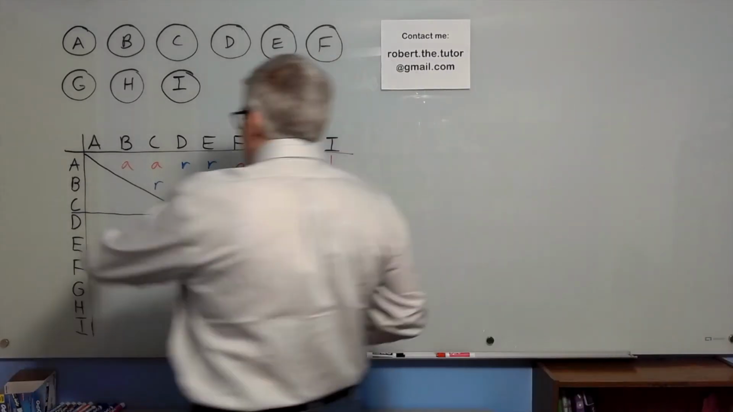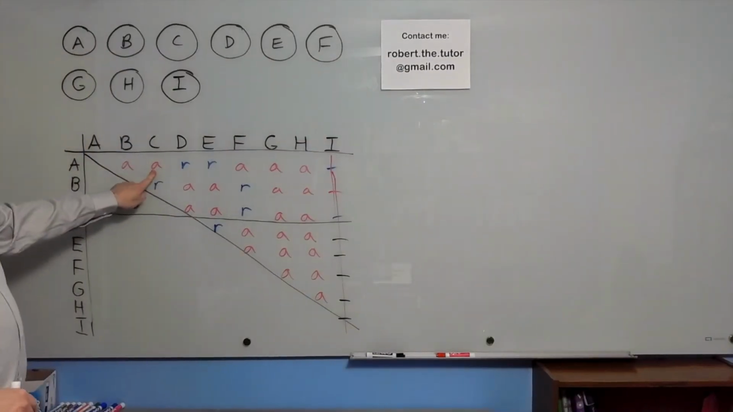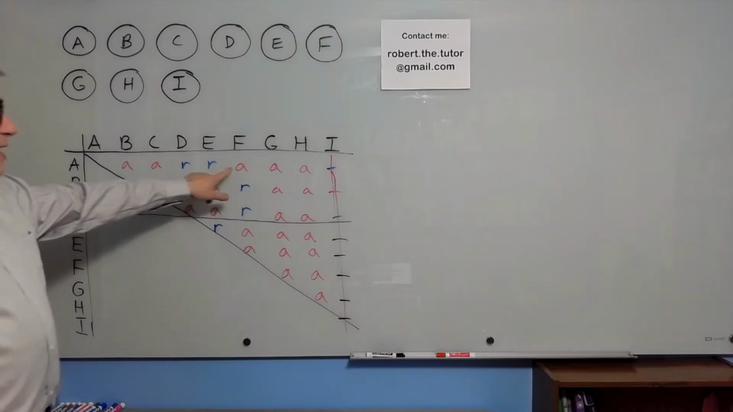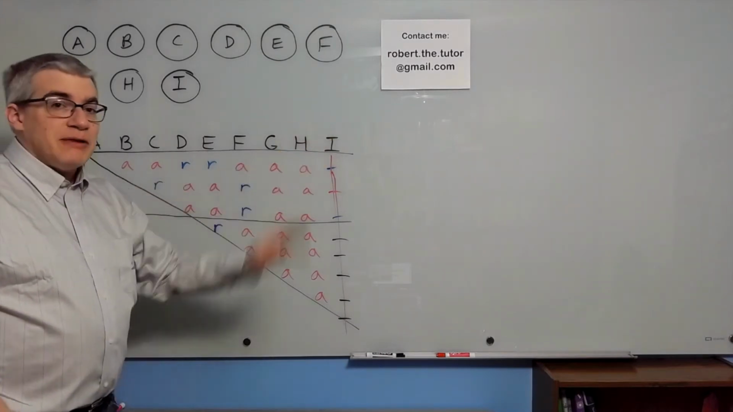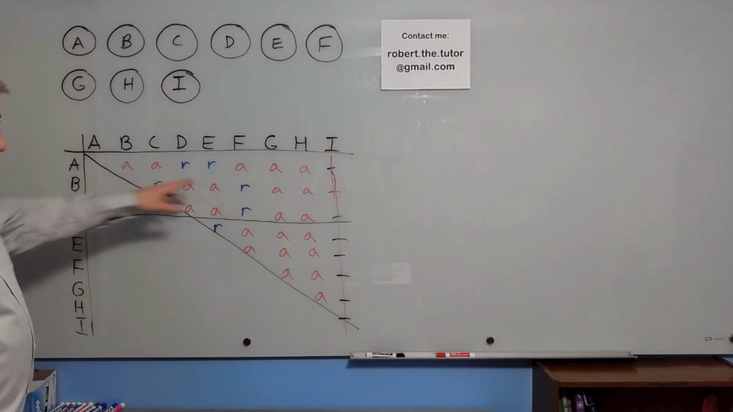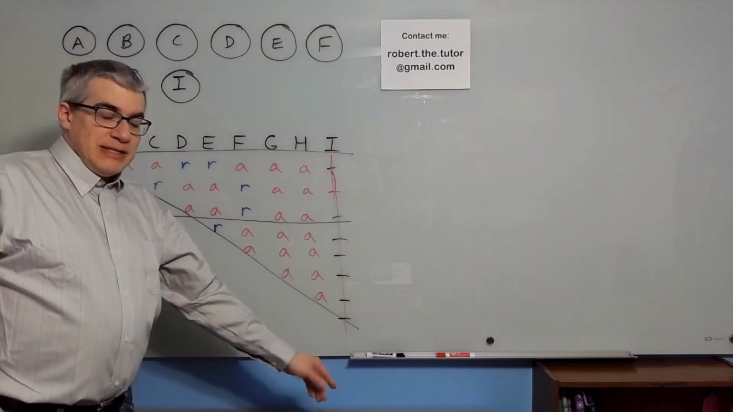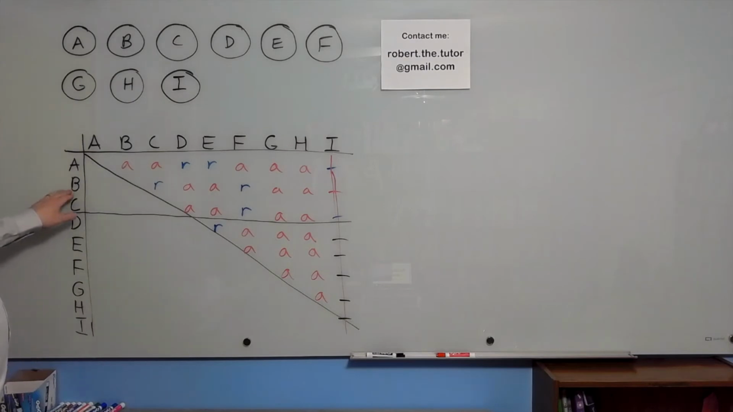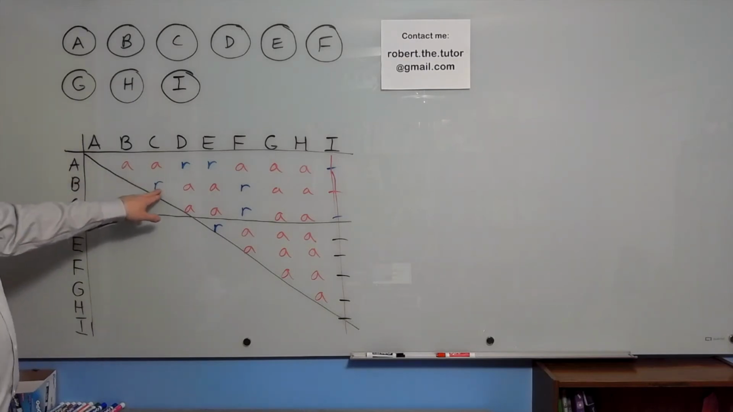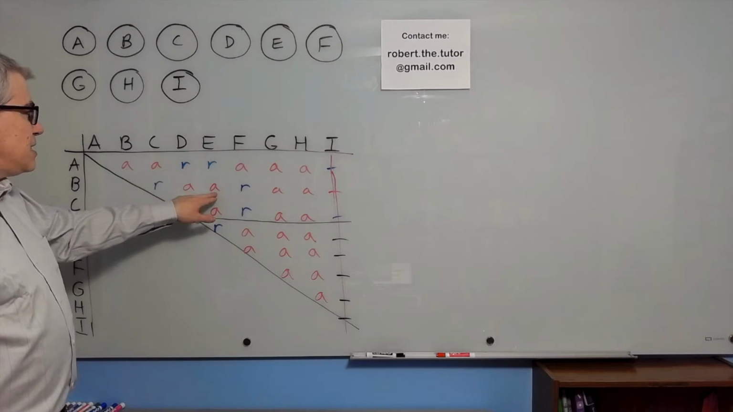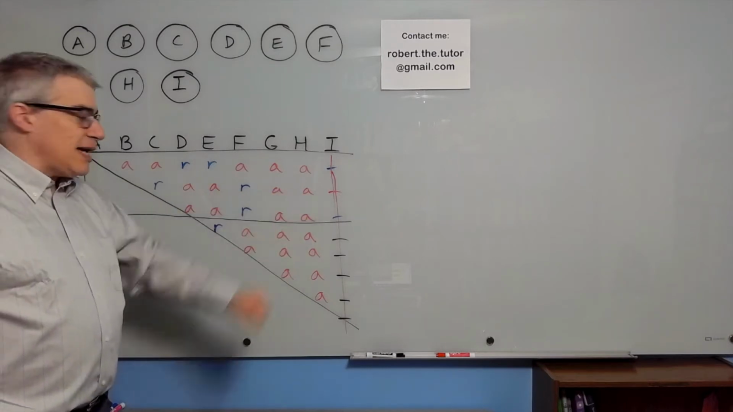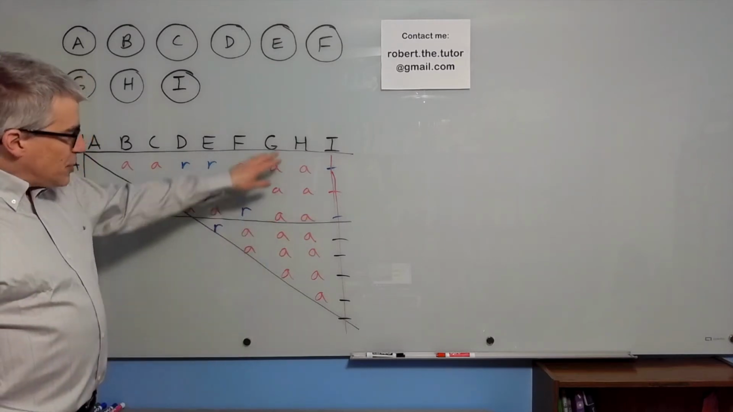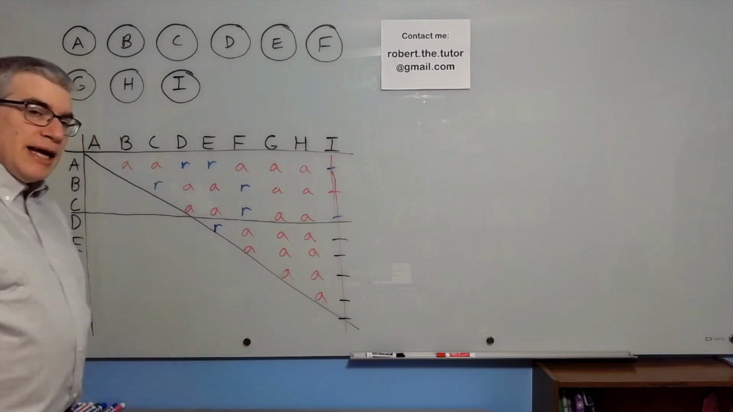A attracts B and C, it repels D and E, it attracts F, G, and H, and does nothing with I. In fact, I does nothing with anything. I seems to be completely inert. Now B repels C, attracts D and E, repels F, attracts G and H. In fact, if you notice, everything seems to attract G and H.